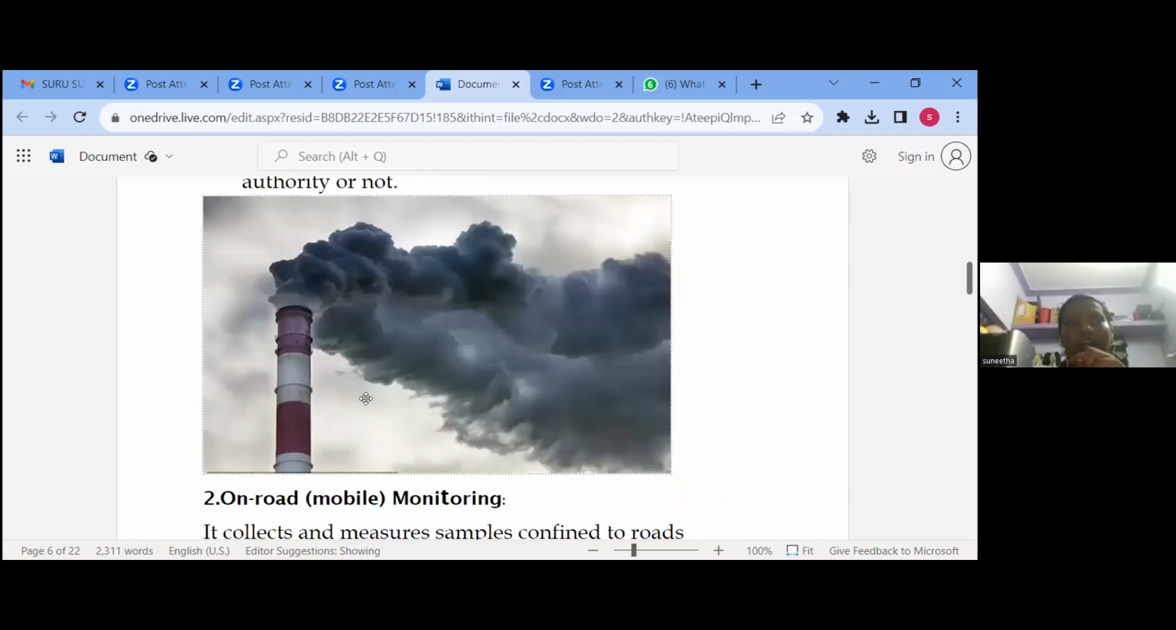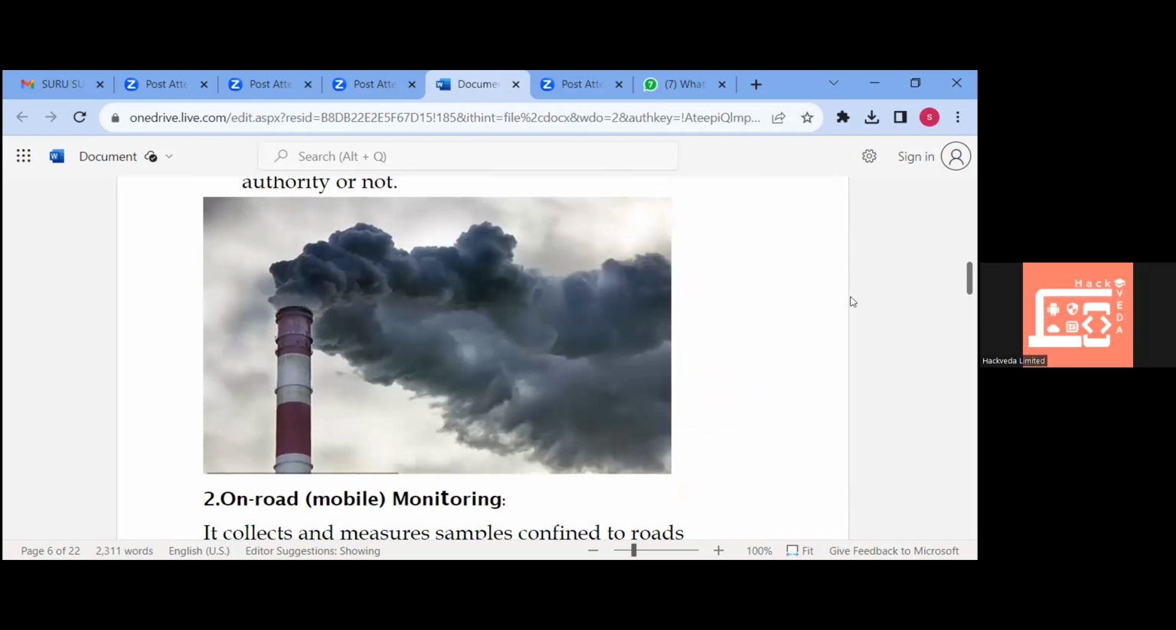Here we can see that in order to monitor this air, we have to go to this place, and then we can monitor the air. Ma'am, is my voice okay? Yes, sometimes it's breaking, but for now it's quite fine. Okay.